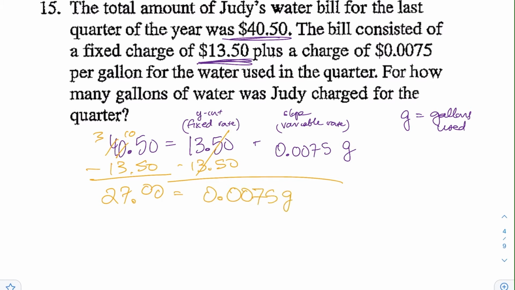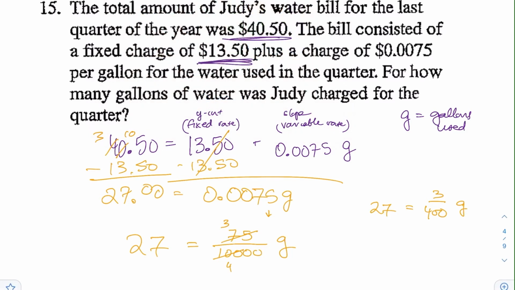0.0075 G. Now, this 5 is in the 10,000s place, so this is really 75 over 10,000. And this is going to be equal to 27. And this 75 and this 100 can cancel out to form 3 and 4. So this is really 27 is equal to 3 over 400 G.